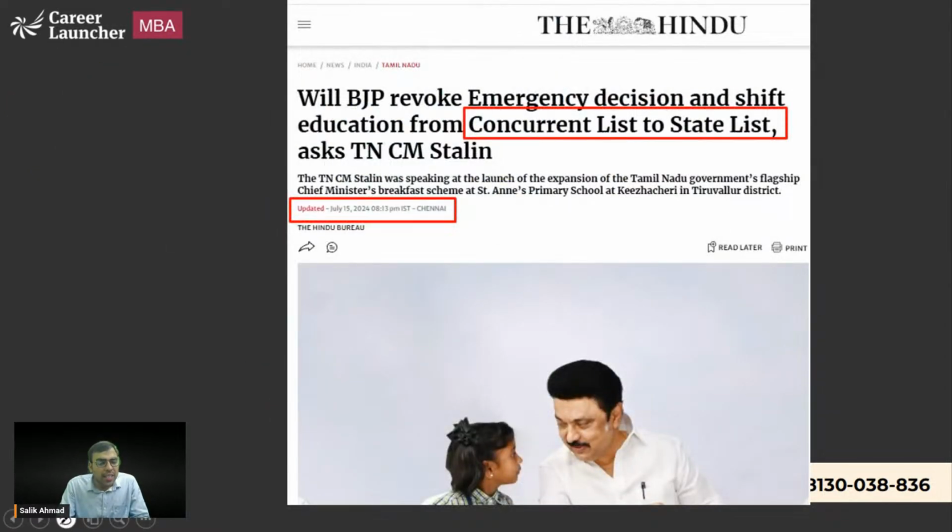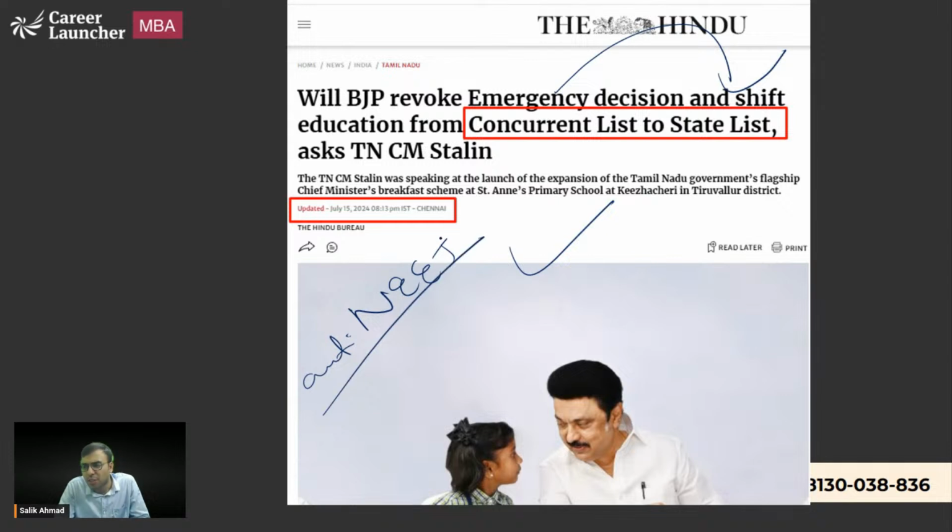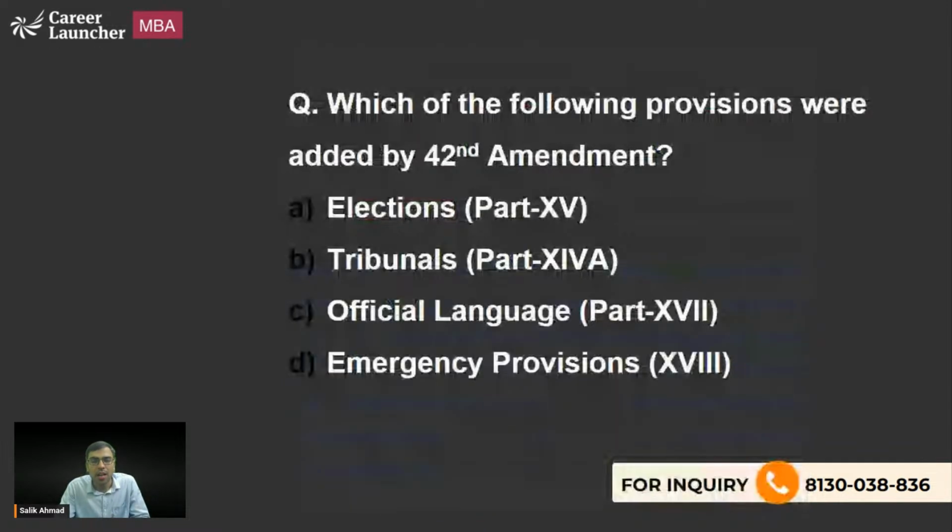So now actually there has been a demand by the Honorable Chief Minister of Tamil Nadu, Mr. M.K. Stalin, that the concurrent list should be again brought back to the state list. This is what he had demanded. I hope you are aware there were a lot of anti-NEET protests in Tamil Nadu. This is quite often in the news. Because in the concurrent list, both center and state can make laws, but if it is in the state list, only the state has power to make laws.